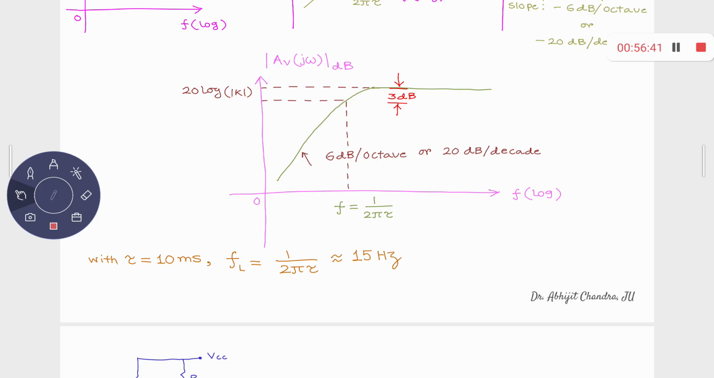Now the question is, if it is 15 hertz, is it acceptable, or would you like to reduce it further? It depends on the application. Apparently it is fine for audio amplification, because the audible range is from 20 hertz to 20 kilohertz. So if it is equal to 15 hertz, you are very much within the limit of the audio signal. So it is in the audible range. So it's fine.